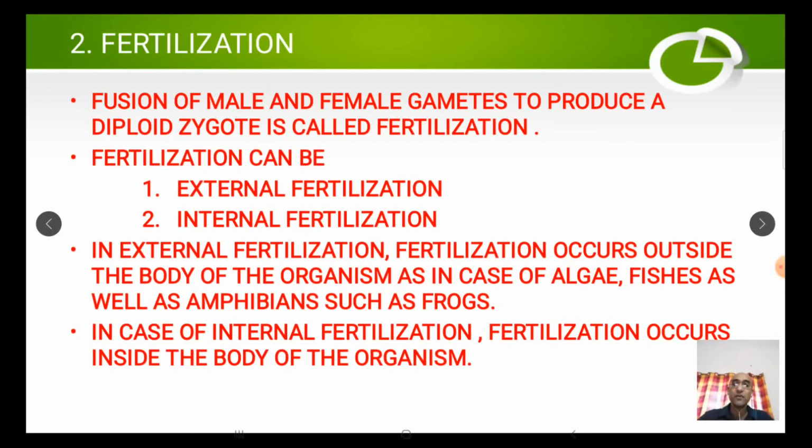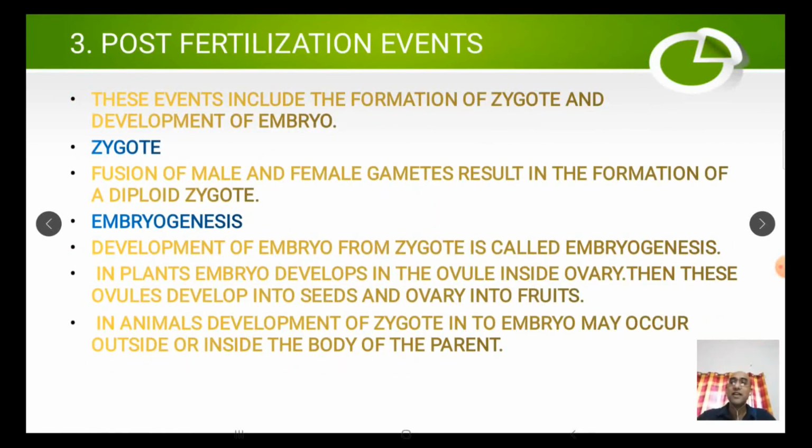In case of external fertilization, what happens? A large number of gametes are released to the external medium. External medium means water here, to enhance the chances of fertilization. But in case of internal fertilization, the fertilization occurs inside the body of the organism, inside the body of the organisms.